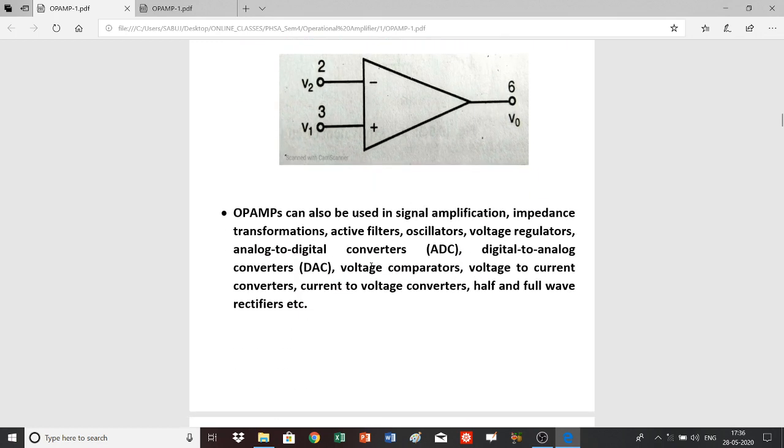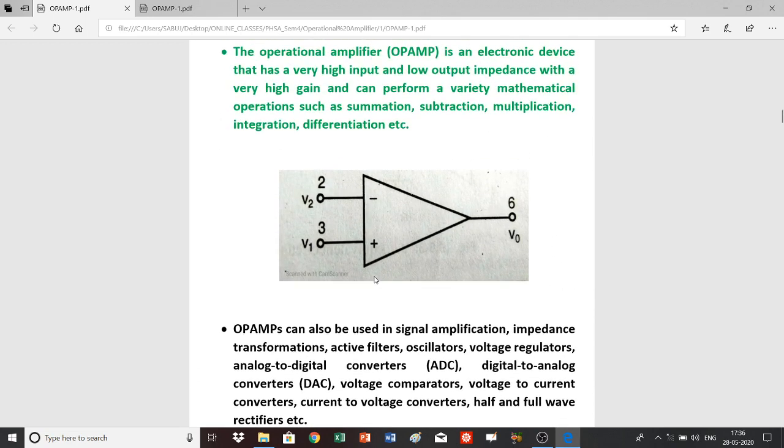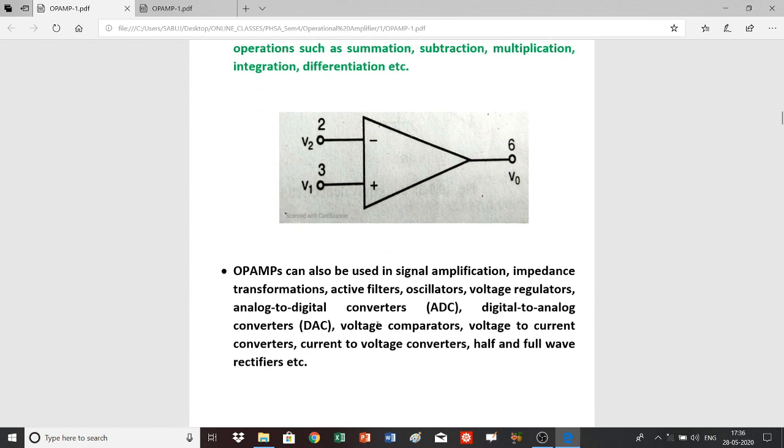Further, op-amp can also be used in signal amplification, impedance transformations, active filters, oscillators, voltage regulators, analog to digital and digital to analog converters, voltage comparators, voltage to current converters, and current to voltage converters, etc., as well as half and full wave rectification. So op-amp has a variety of applications and is rich in the electronic industry.